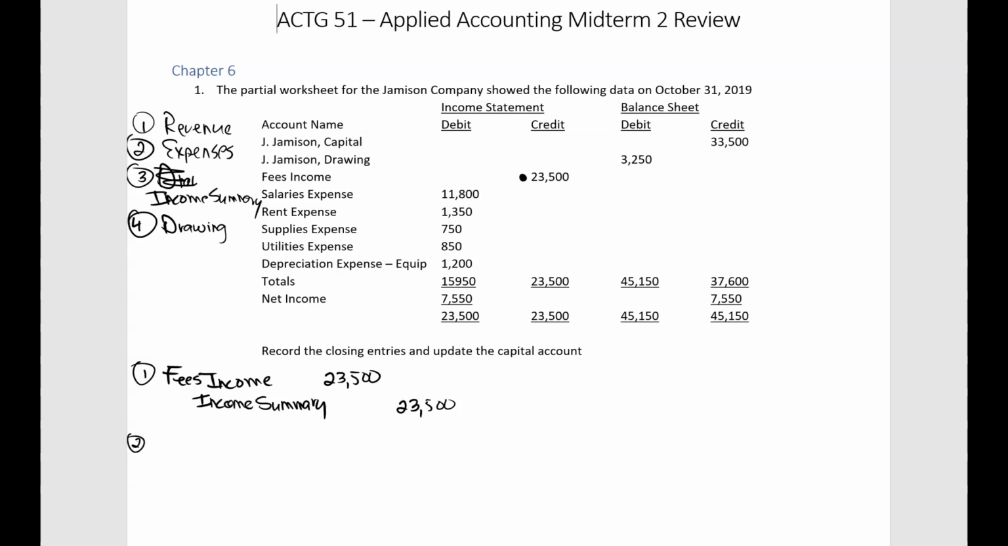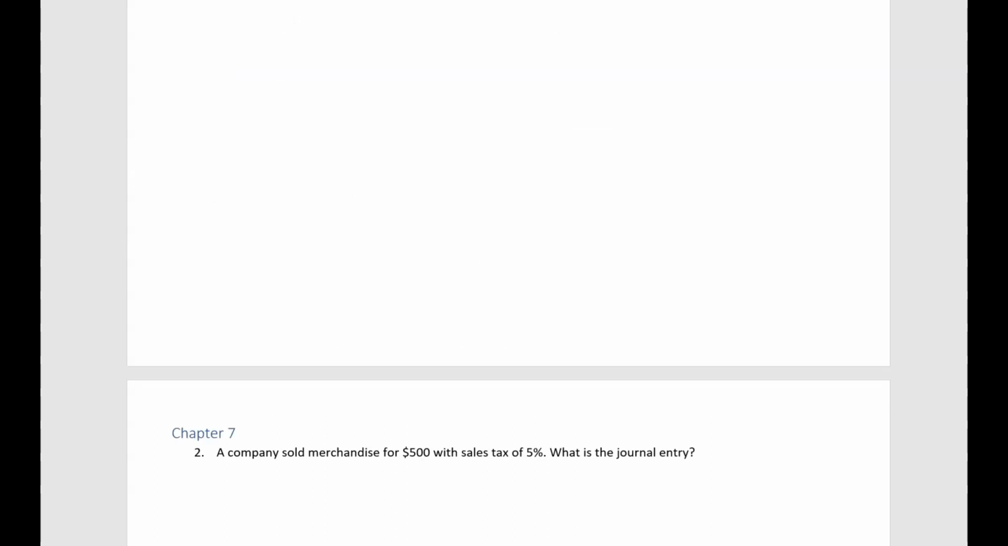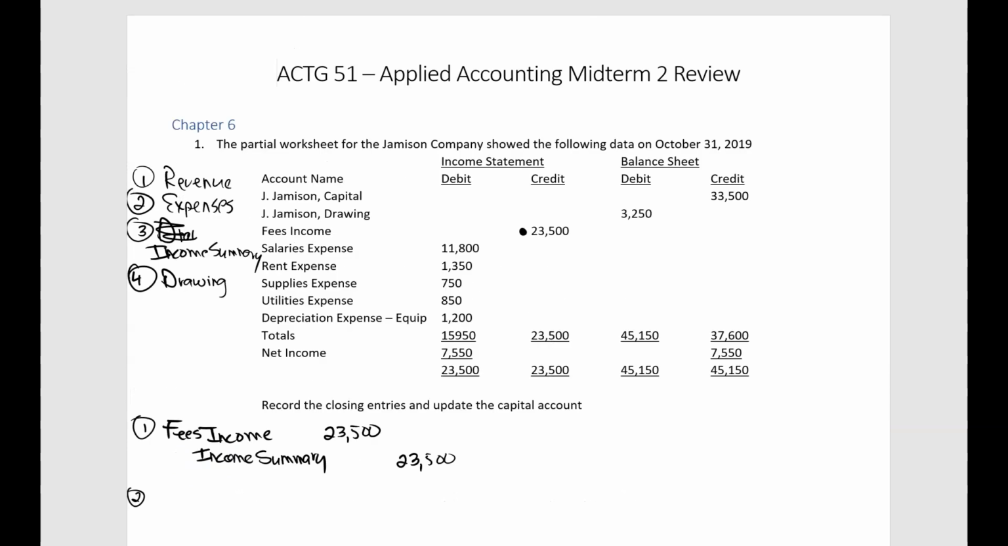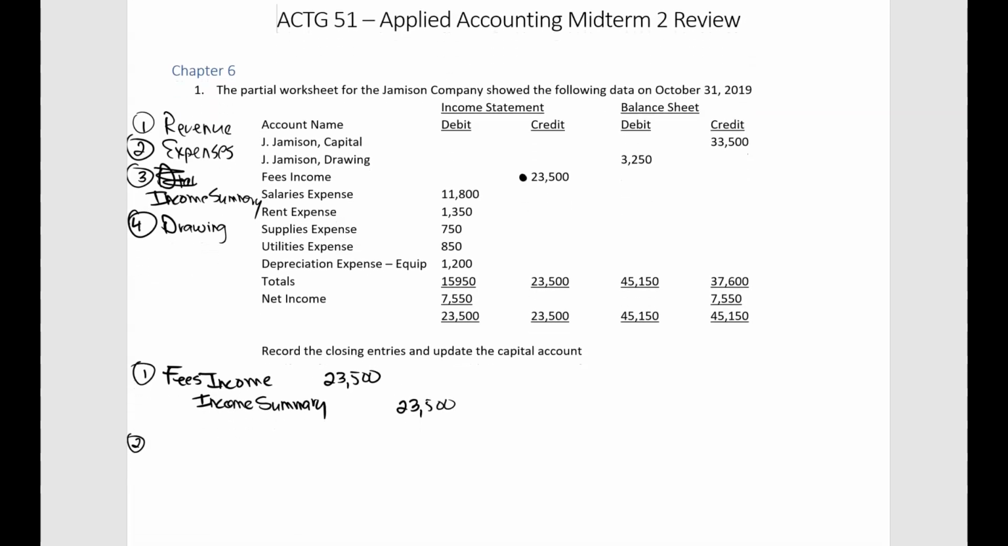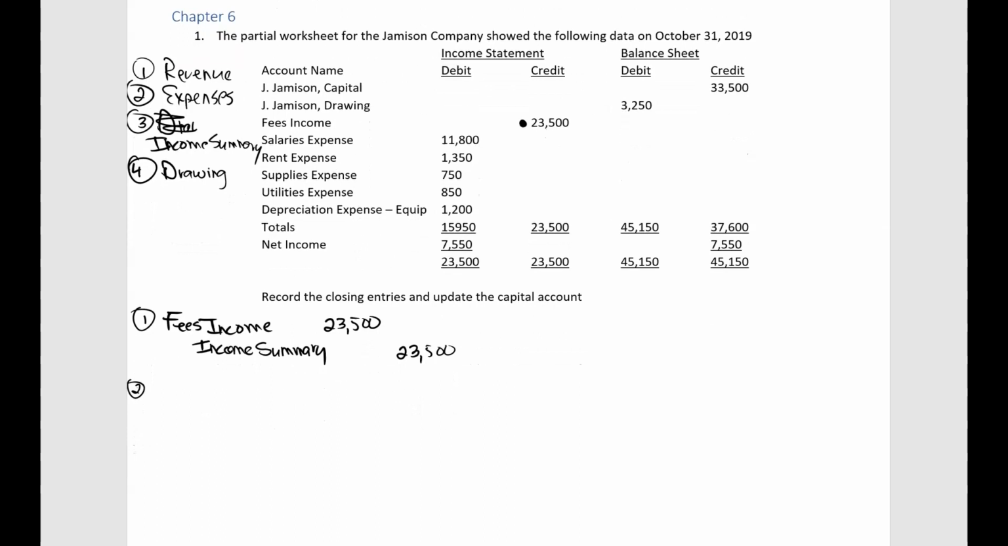Then we're going to close out all of the expenses. So we need to close out all of our expenses. Our expenses are salaries expense, rent expense, supplies expense, utilities expense, and depreciation expense. You notice these all have debit balances, so to close them out, we need to credit them.